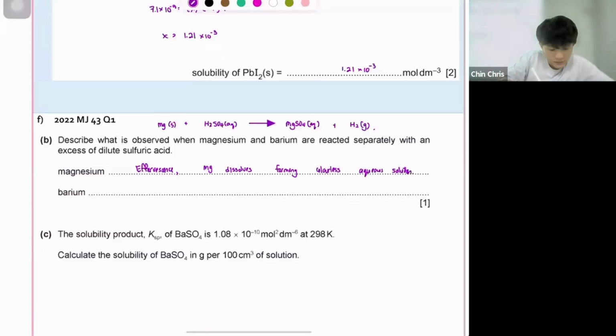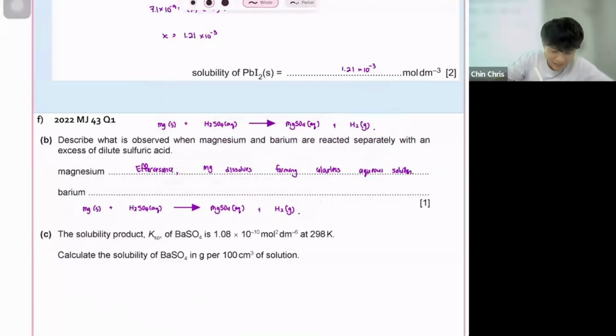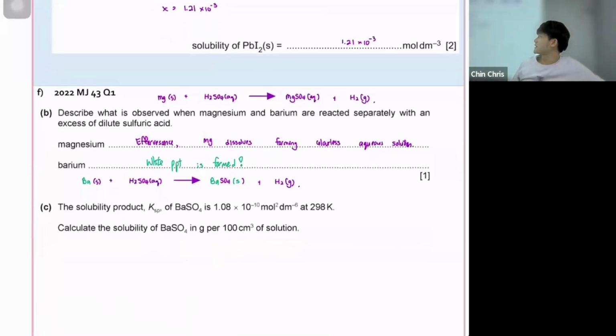Alright guys, next. If we change it to barium, oh my god, we did this in AS chapter 10. So guys, this reaction will not go to completion yet. So a white precipitate is formed, correct? So the keyword I want you guys to put is white ppt is formed. Okay, and also effervescence as above. Lazy to write effervescence.